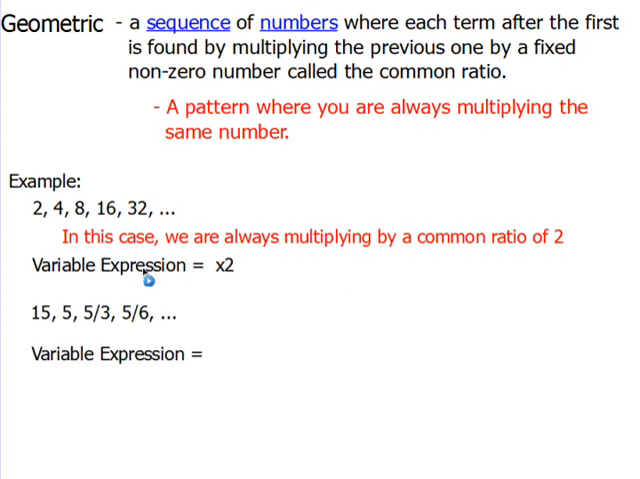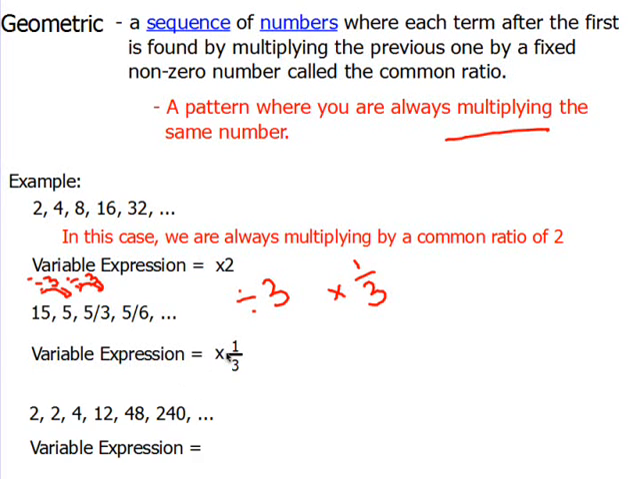Alright, so let's take a look at this next one. Got 15, 5, 5/3, 5/6. And so you should notice that we're going down in this. So I divided by 3, and so on. I kept dividing by 3. But now, just like we said up here, it's only multiplying. So you've got to figure out what the same as dividing by 3 is with multiplying. We should know that's the same thing as times 1/3. So that's what we're going to have.